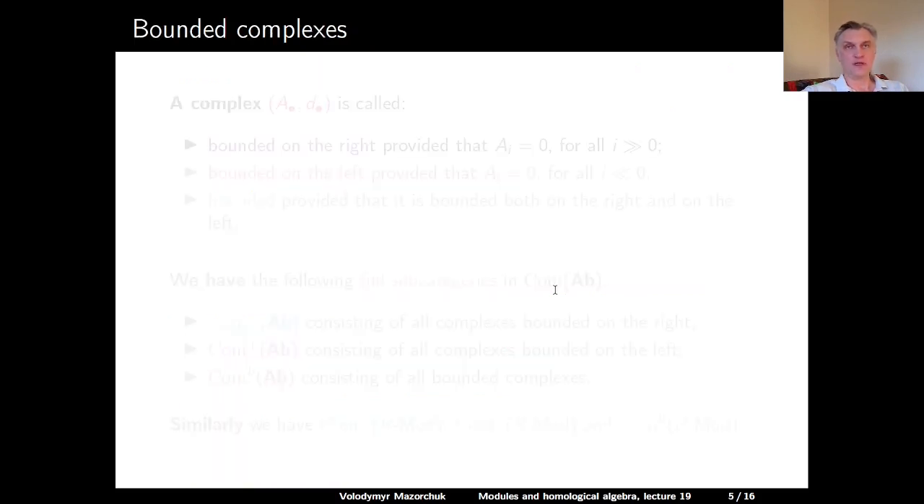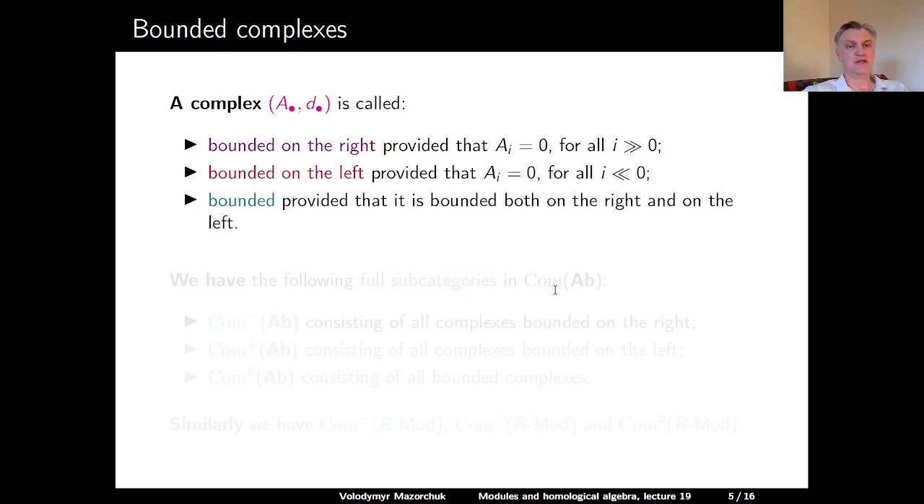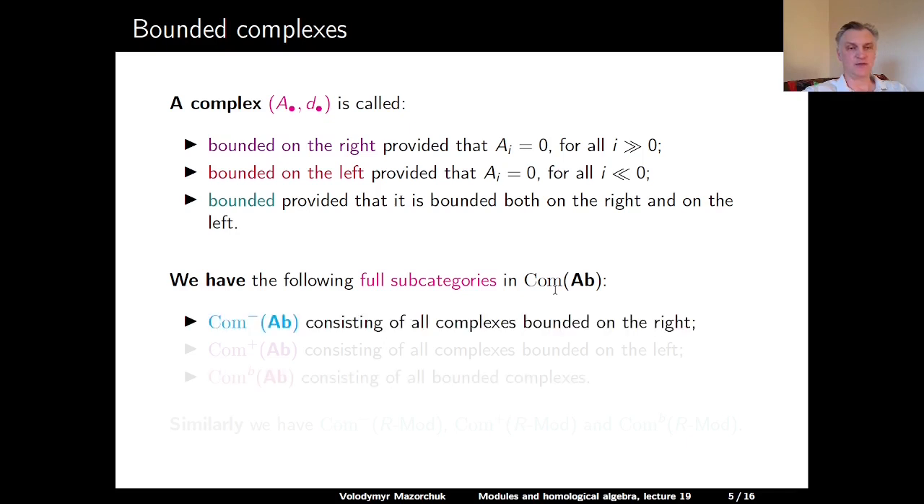The category of all complexes has various classical subcategories. A complex A_• is called bounded on the right, provided that A_i is 0 for all i big enough. It is called bounded on the left, provided that A_i is 0 for all i small enough. And it is called bounded, provided that it is bounded both on the right and on the left. And now we can define the following full subcategories of the category of complexes of abelian groups.